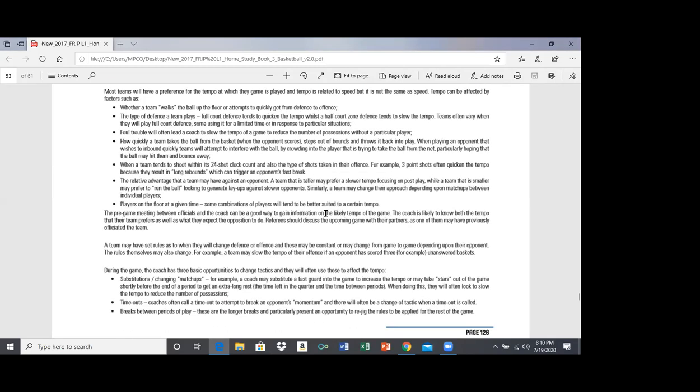Very true. Another factor is the relative advantage that a team may have against an opponent. A team that is taller may prefer a slower tempo, focusing on the post play, while a team that is smaller may prefer to run the ball, looking to generate layups against a slow opponent.